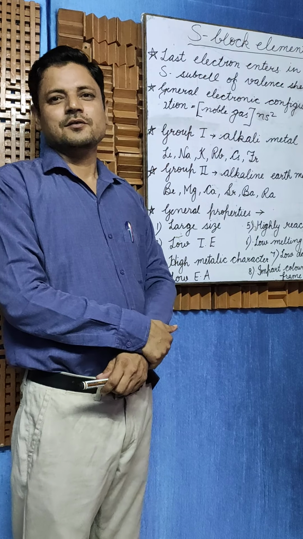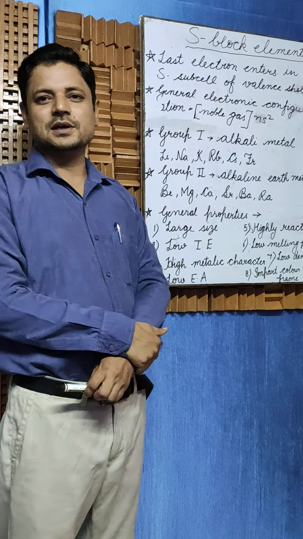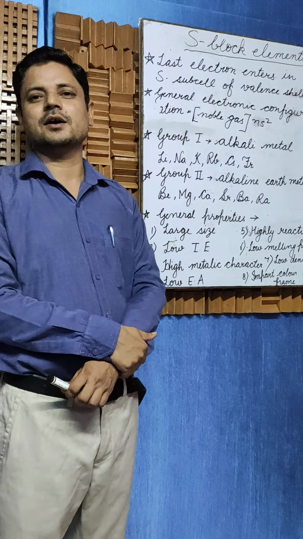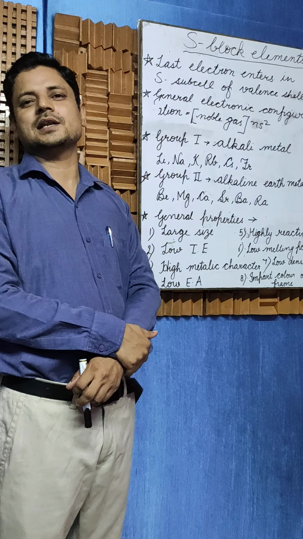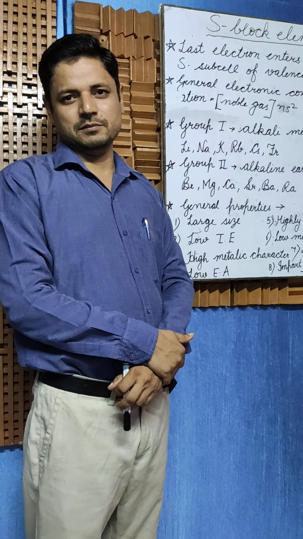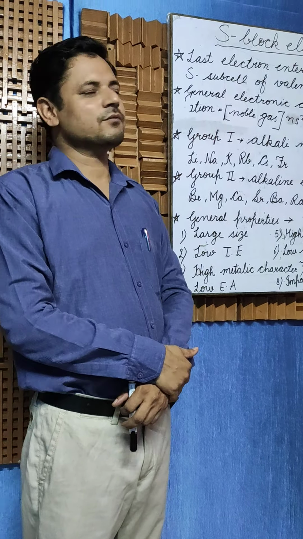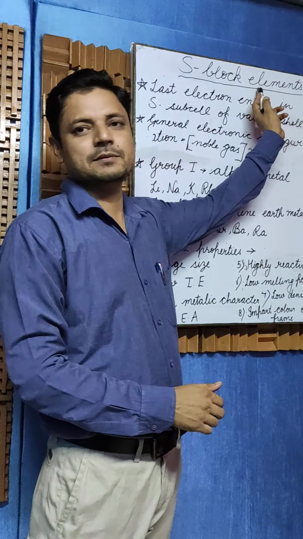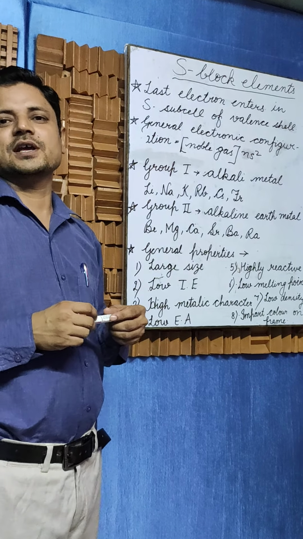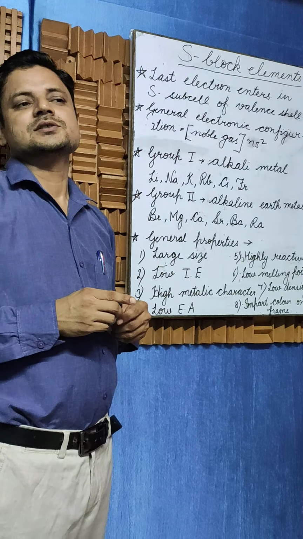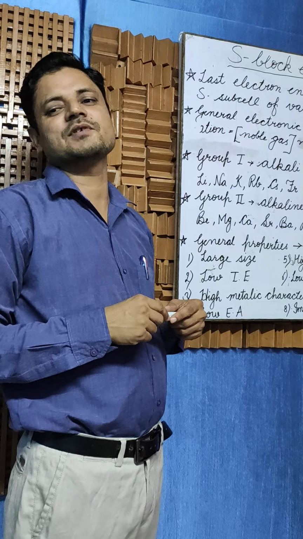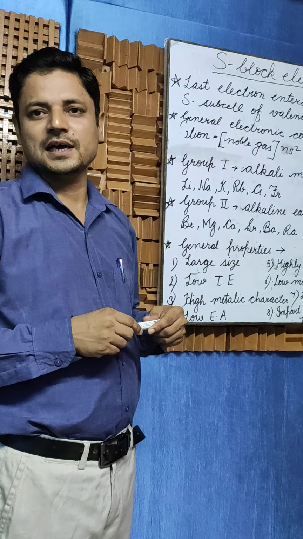In last lecture, we discussed the periodic table and its classification. The classification of the periodic table we have discussed as S block elements, P block elements, D block elements, and F block elements. In this lecture, we will discuss S block elements. After this lecture, we shall be able to define and explain general properties of S block elements. Let us start with S block elements.